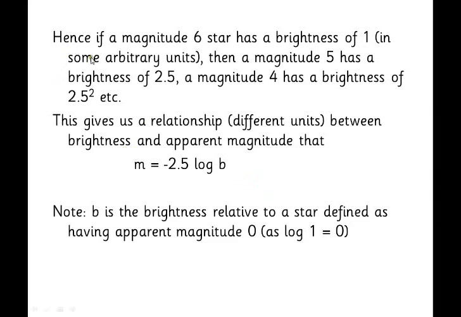Okay, so we need a bit of a scale to relate the brightness to the apparent magnitude. So we've talked about these steps of 2.5 times. So this gives us this equation here. The magnitude is minus 2.5 times the log of the brightness. This brightness is not in the kind of units we used before. It's relative to a star that we define as having a magnitude 0, because then the brightness of the star divided by the brightness of the star we're comparing it with will be 1. Log of 1 is 0, so this will give us a magnitude 0 star.